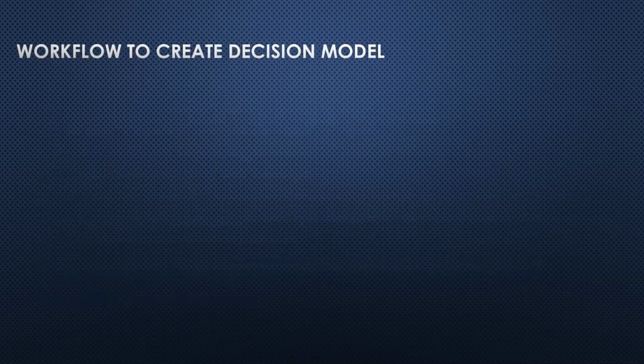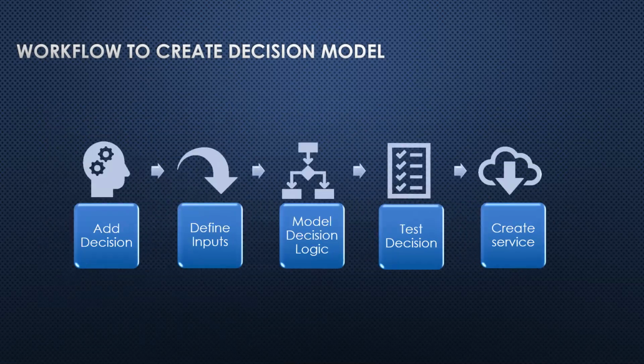When we create a decision rule, there is a workflow to create a decision model. In this picture you can see there are five steps. The first step is to add a decision, which means we have to choose the decision type, like function, if-then-else, and other things. The second step is to define the input. Once we add the decision, we can define the inputs.